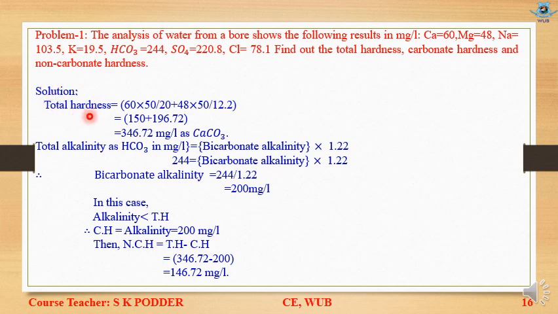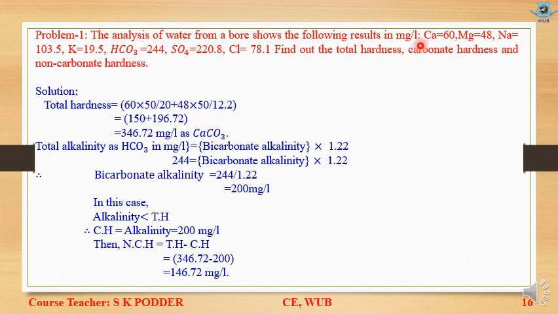Let's see the solution. Total hardness is equal to, here the ion is first of all calcium, 60, multiplied with the molecular weight of calcium carbonate, that is 50, divided by the equivalent weight of the cation, which is 20, plus for magnesium 48, multiplied by the molecular weight of calcium carbonate, 50, divided by the equivalent weight of magnesium, which is 12.2.